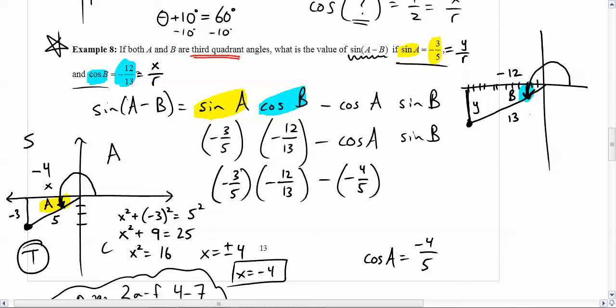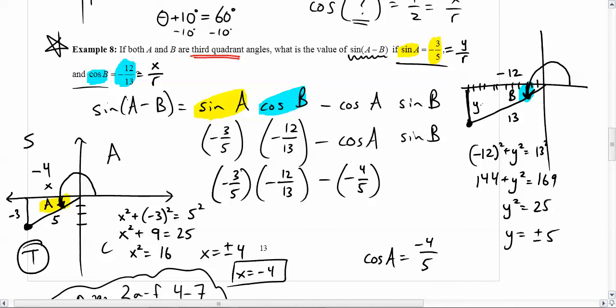So can I find y in this case? Sure. x squared plus y squared is r squared. So 144 plus y squared is 169. y squared is 25, so y is positive or negative 5. But because we're in the third quadrant, we know that it's below the x-axis, so it must be negative. So sine is y over r, which would be negative 5 over 13. So now I can put in negative 5 over 13, and just simplify that.